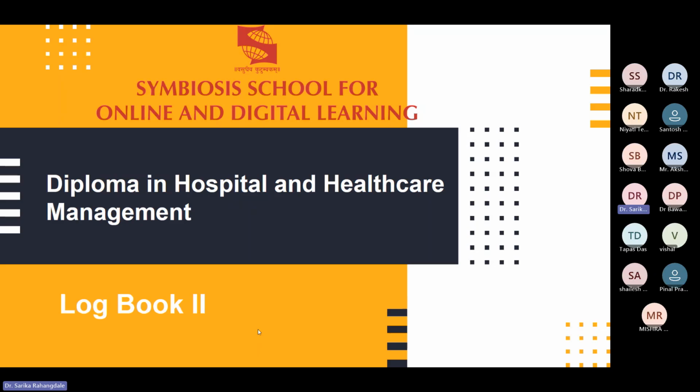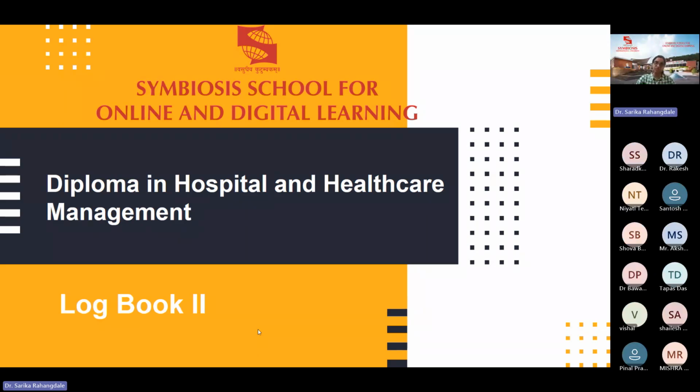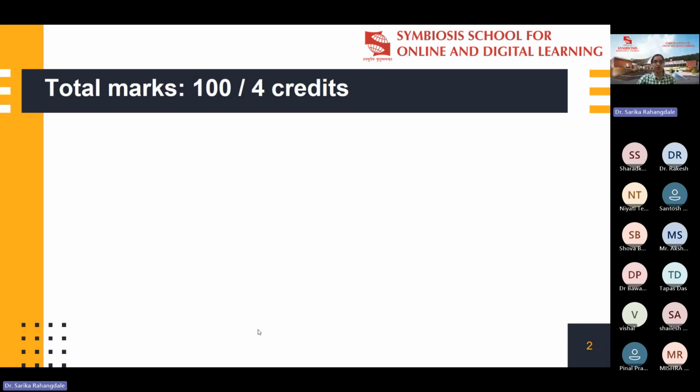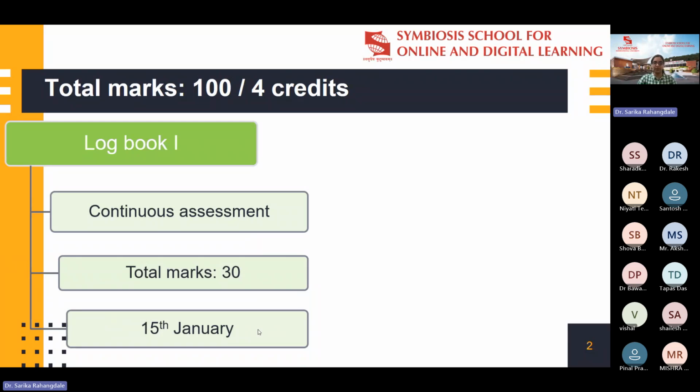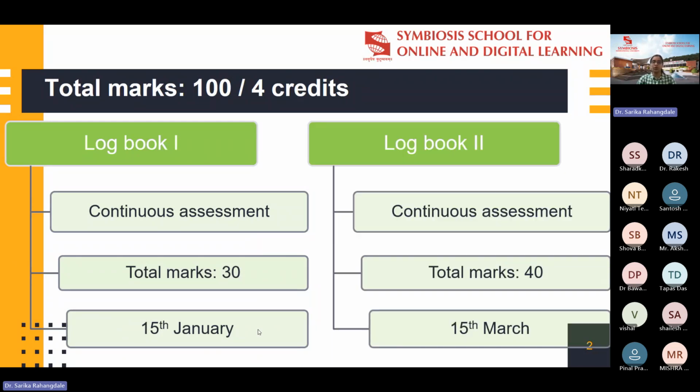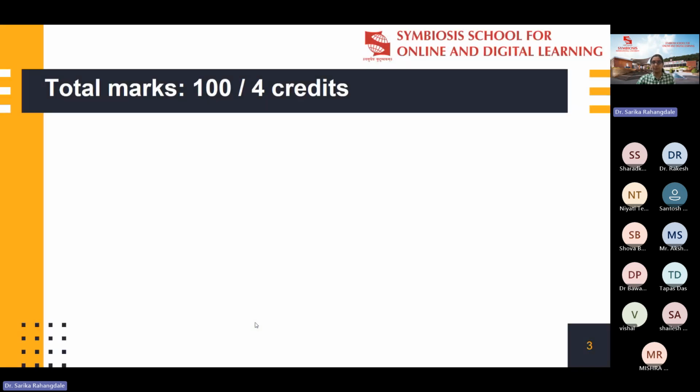So the upcoming timeline for the logbook 2 session is 15th of March. You have already submitted your logbook 1 with us; the timeline was 15th of January. And logbook 2 is a part of continuous assessment, which carries 40 marks, and the timeline is 15th of March.